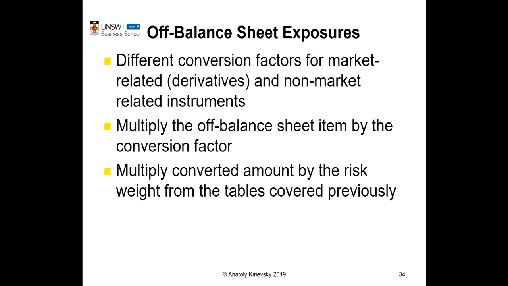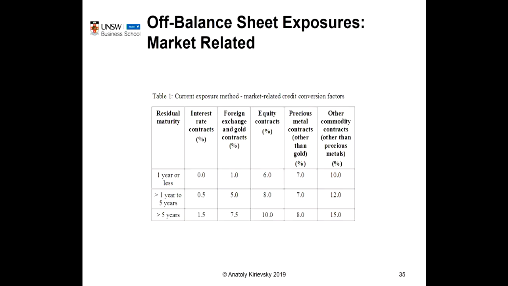For off-balance sheet exposures, as we said, different conversion factors for derivatives and non-market related instruments. And you multiply the off-balance sheet item by the conversion factor. And then you multiply the converted amount by the risk weights based on who the counterparty is. So this is the table that I showed you last time. As I said, this is the actual table in the current Australian Prudential Standards. So this is what you use on the standardized approach. It doesn't get used very often because banks that are subject to standardized approach generally don't trade a lot of derivatives.